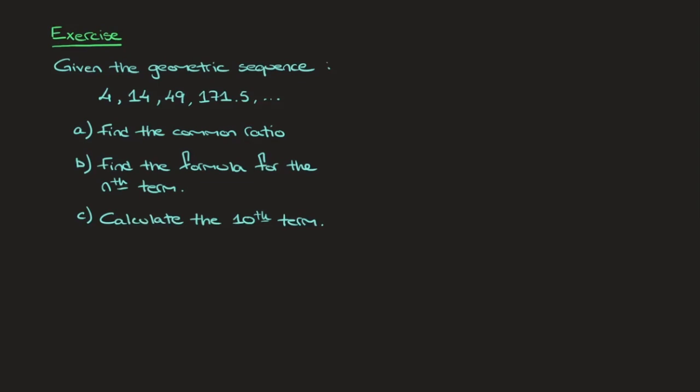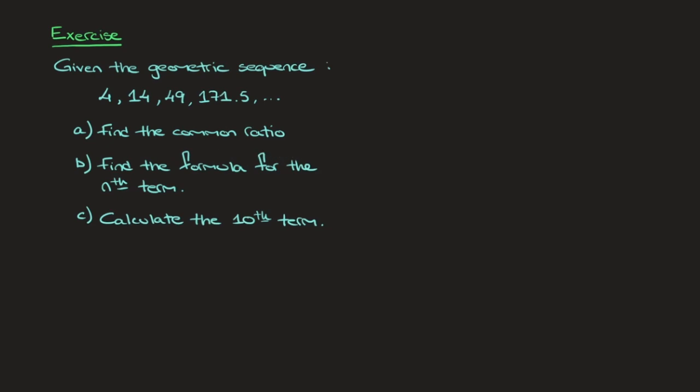In this video on geometric sequences or geometric progressions, I'm going to work through the exercise we see here, which is a typical introductory exercise. So let's get started. We're given the geometric sequence 4, 14, 49, and 171.5, and the first thing we have to do is to find the common ratio.